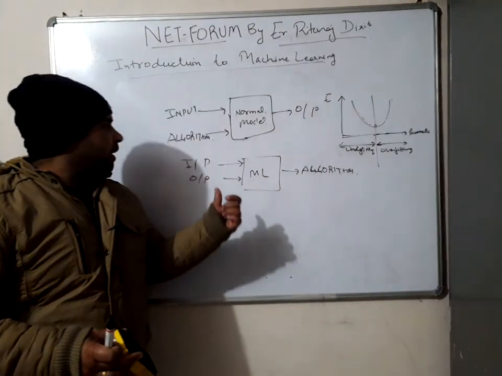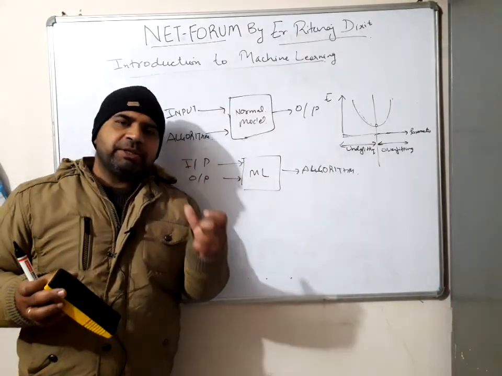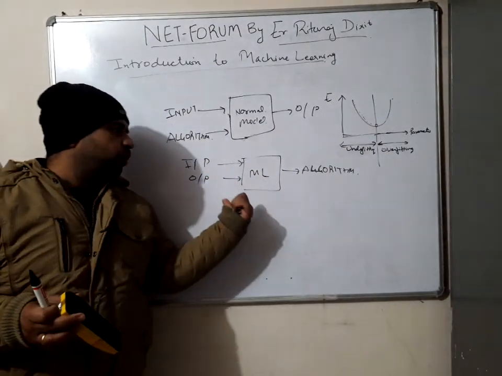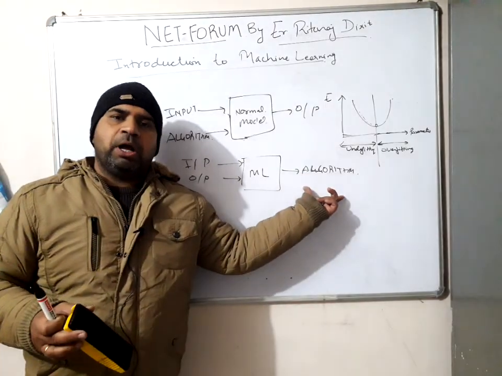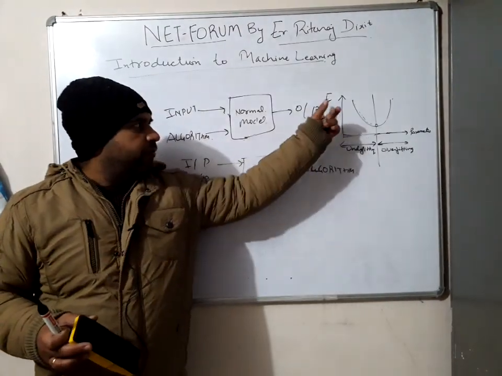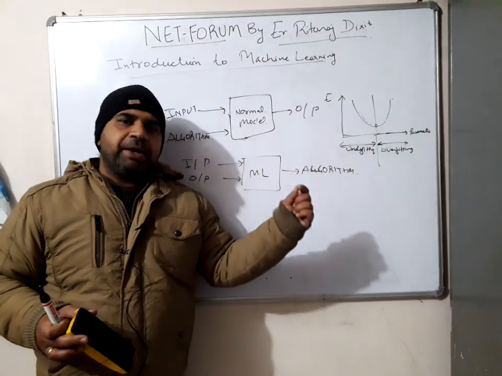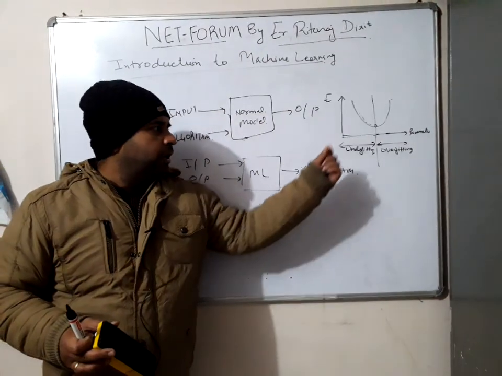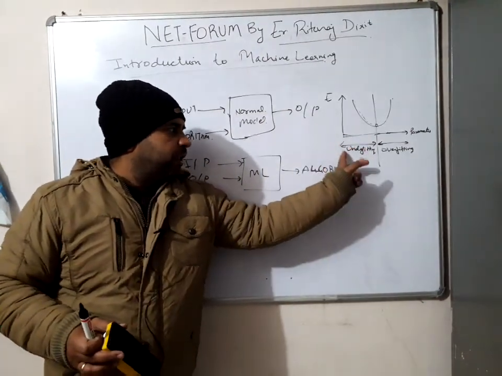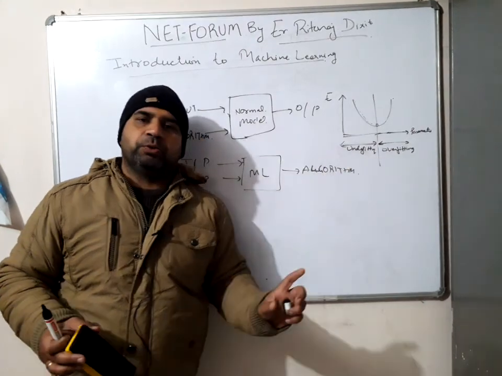So the idea is, what is machine learning? Machine learning is a process in which we have the input and output, and we design an algorithm or approximate a function where we try to minimize the error and have a trade-off between the underfitting and overfitting zone, right?